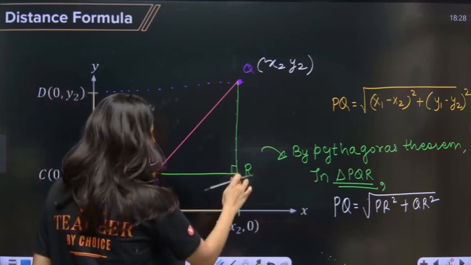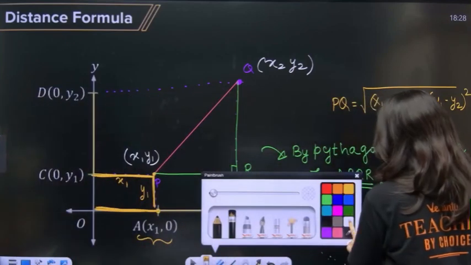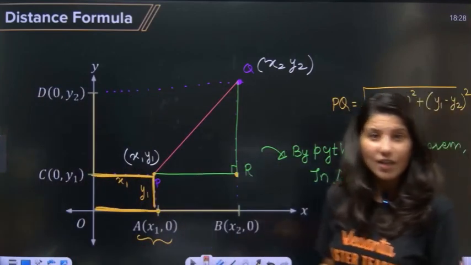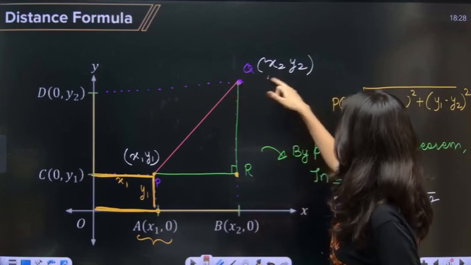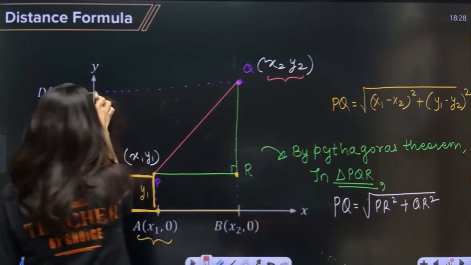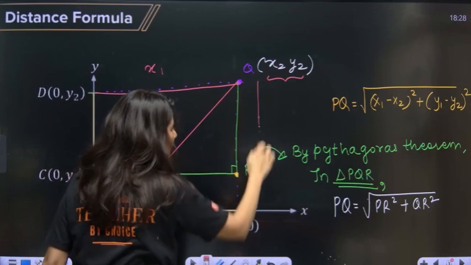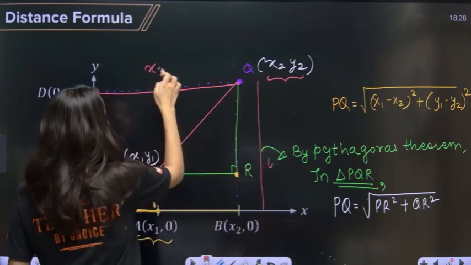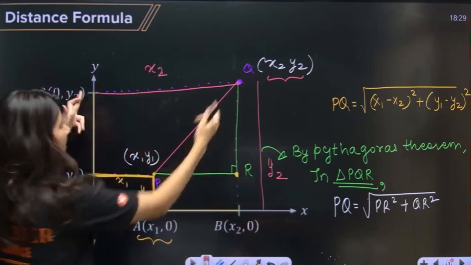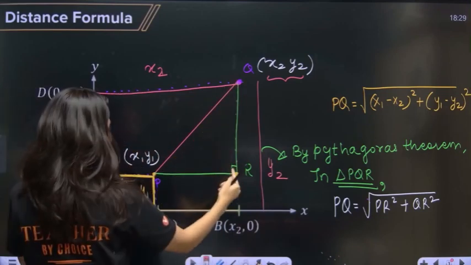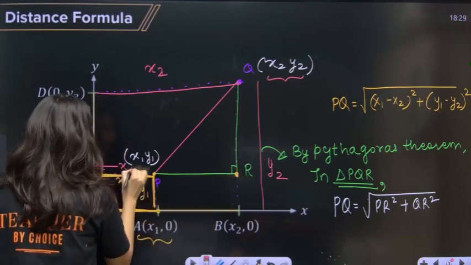If somebody has to tell me the coordinate of R, can anybody tell me? Let's talk about Q first, so x2 comma y2, correct? Can I say that this whole distance is x2, and this is y2, correct? If this is x2, then this is also x2, so this whole distance is going to be x2.